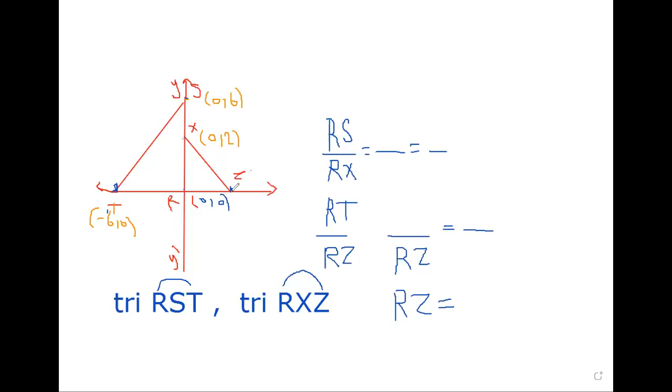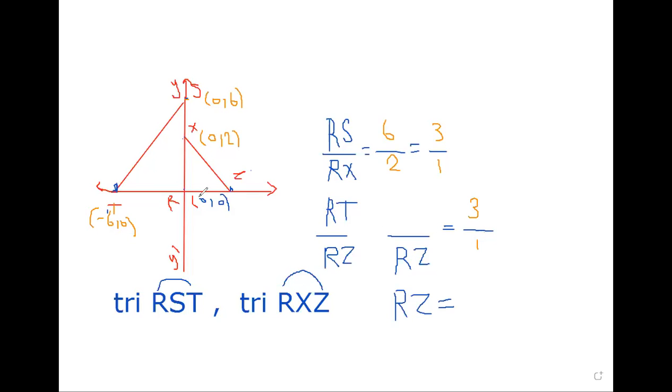Okay, and we are looking for the value of Z. The same steps. Now, RS over RX. What is the length for RS? 6. And what is the length of RX? 2. So the ratio will be 6 over 2, simplified it will be 3 over 1. Now we will go back: RT over RZ should be equal to 3 over 1, the same scale.